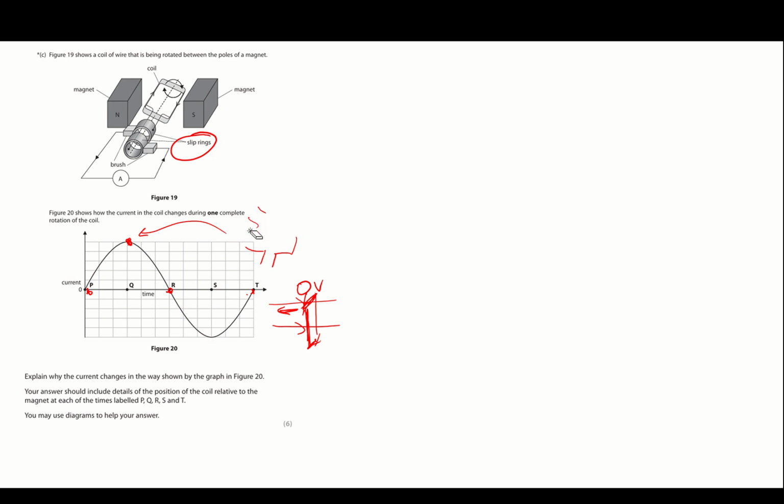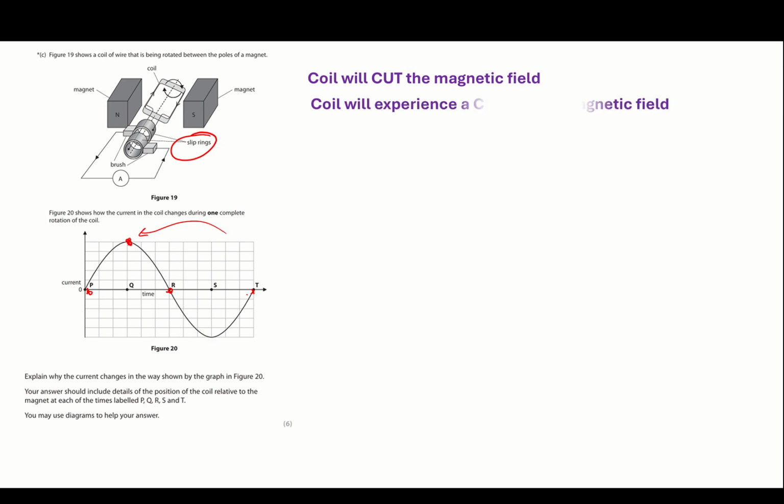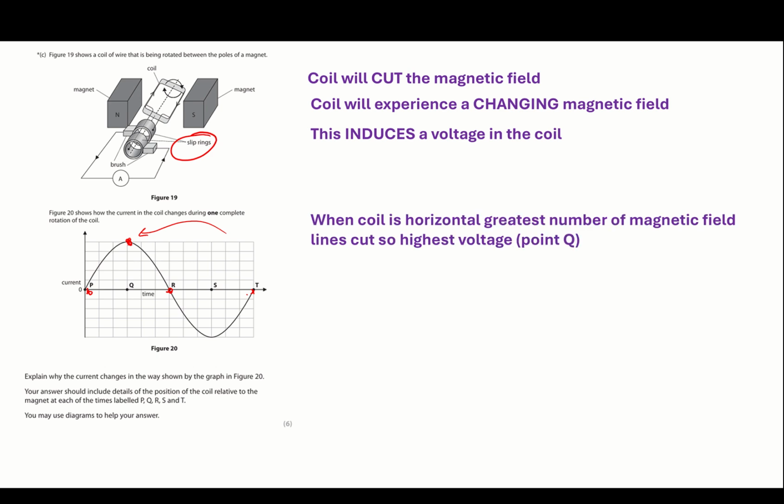So now we're going to turn that into words with a model answer, and I suggest you learn this off by heart. Make a cue card, really go to town on it, because it's a tricky question. So the coil will cut the magnetic field when we move it. The coil will experience a changing magnetic field. This induces a voltage in the coil. So there's 3 easy marks for that part, but then we've got to explain the graph in terms of one complete rotation. So when the coil is horizontal, the greatest number of magnetic field lines are cut, so there's highest voltage. That's point Q. We can see that this started at 0 volts, so the coil was actually vertical at the start.